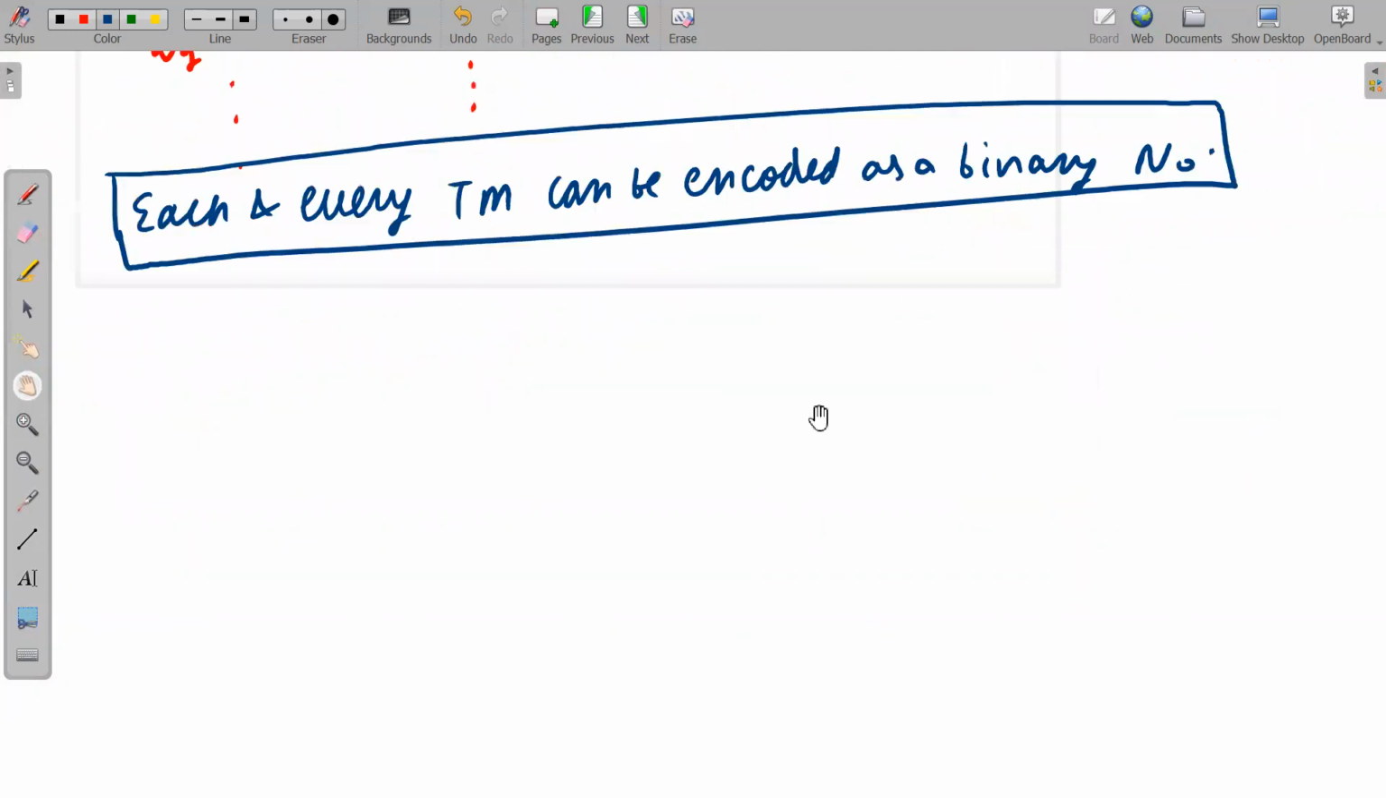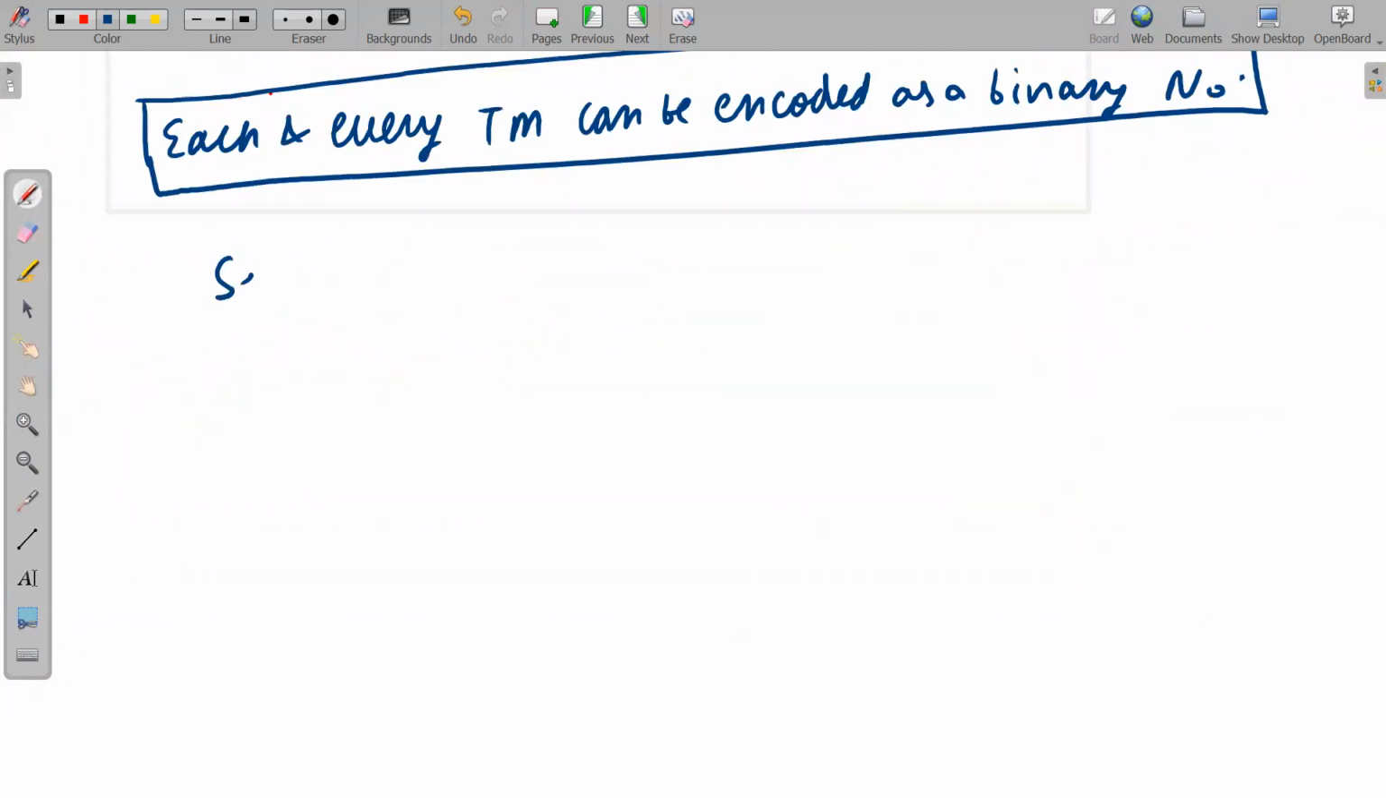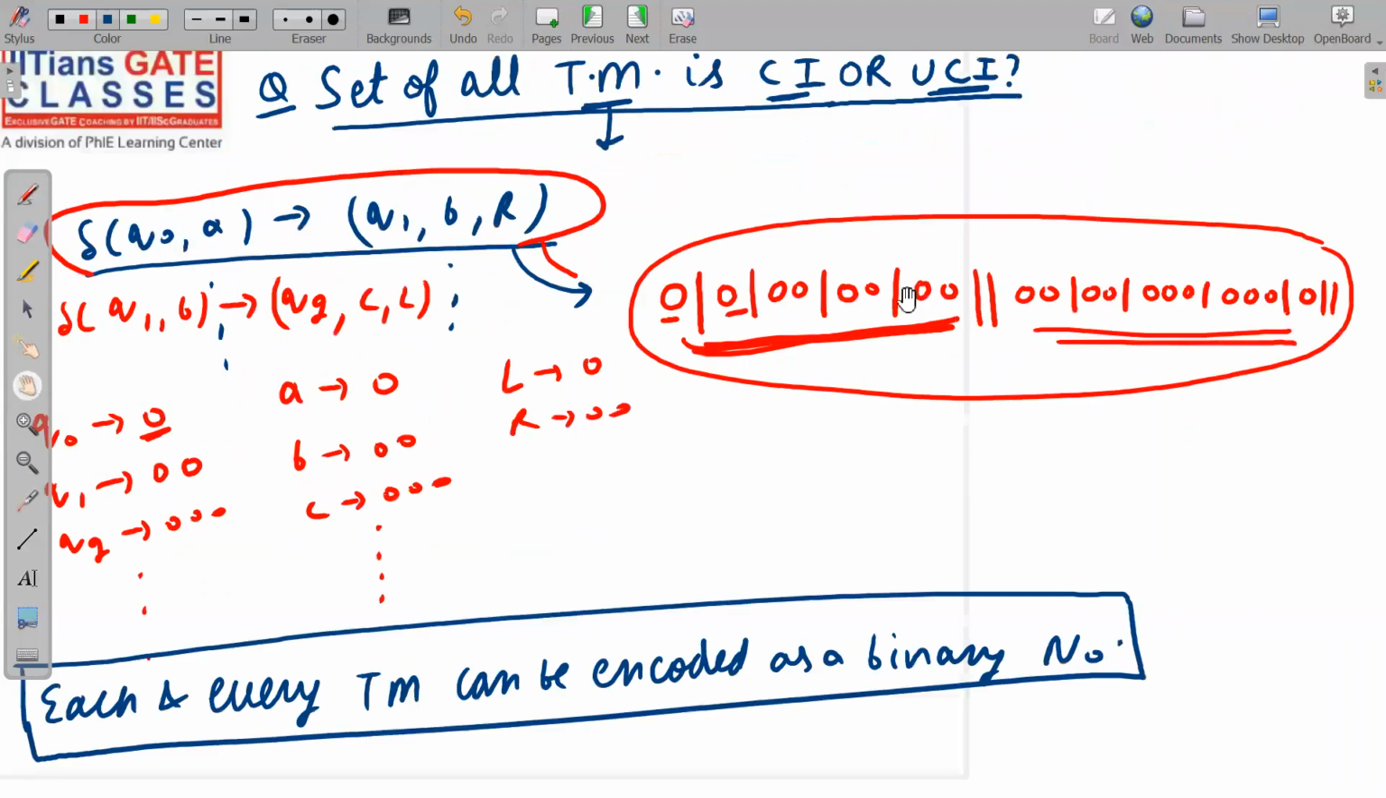Now see what I will say. Each and every Turing machine can be encoded as a binary number. So if you collect the set of all Turing machines, that will obviously be an infinite set, and in that set we will have strings like this. This is one Turing machine, and another Turing machine, and so on.